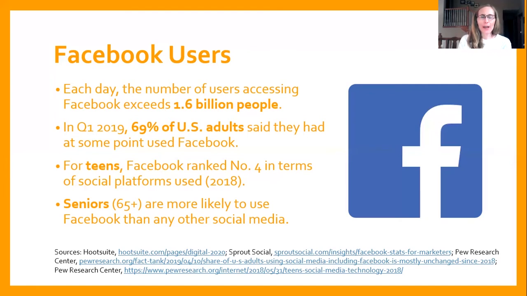The last demographic factor that I wanted to point out would be age. So for teens, Facebook was once a really popular platform, but that popularity has declined somewhat over time. In 2018, about half of teens said that they were using Facebook. And so that made Facebook rank number 4 in terms of the social platforms that teens were using. As more social media platforms have emerged, teens have been more excited about using those new platforms. So in 2018, teens were more likely to have used Snapchat, Instagram, and YouTube than they were to have used Facebook.